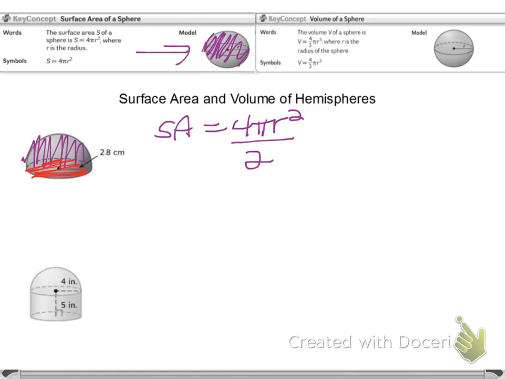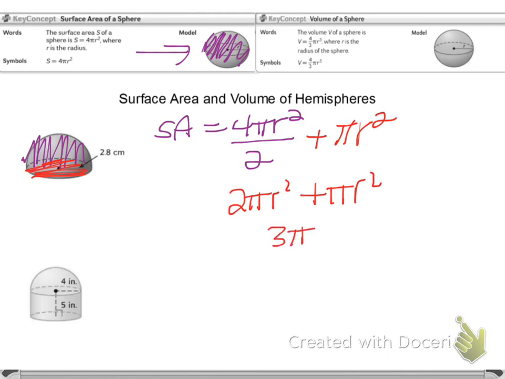And so if this is a hemisphere and we're talking about surface area, then we need to add in the area of that circle. So we need to add in pi r squared. So if I take 4 pi r squared and divide it by 2, that's 2 pi r squared, plus this pi r squared, and so that's really 3 pi r squared. You will not see that in the formula chart. That's just something you have to know to do, because since that bottom part is exposed, you have to add in that circle.